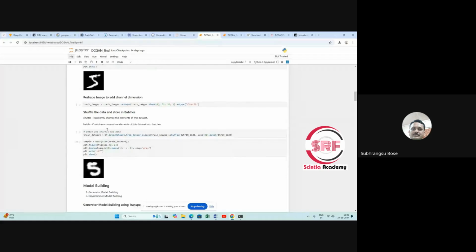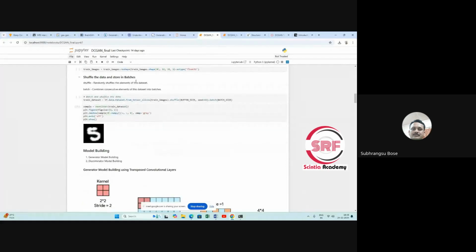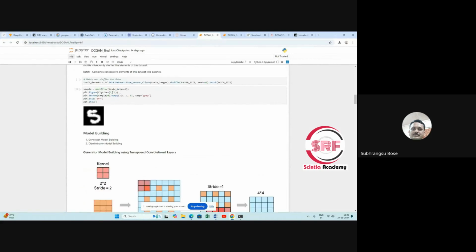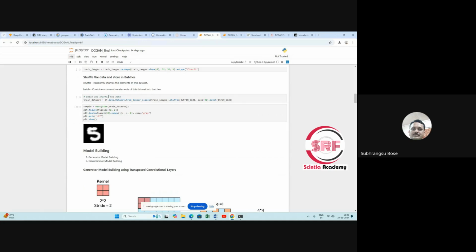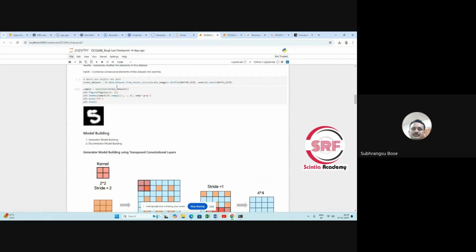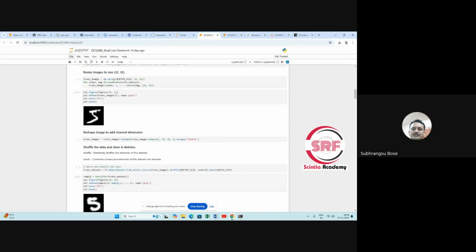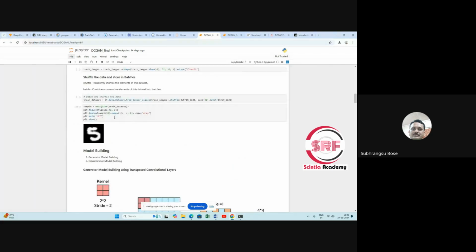Shuffle data. All batches of 2048 images should be shuffled, and then the train data, seed 42. Batch size means 2048 number of images.